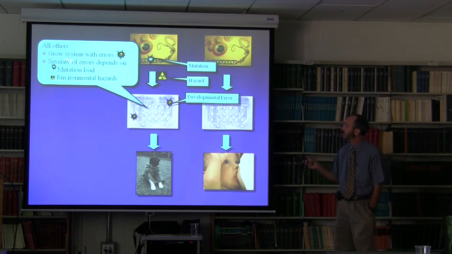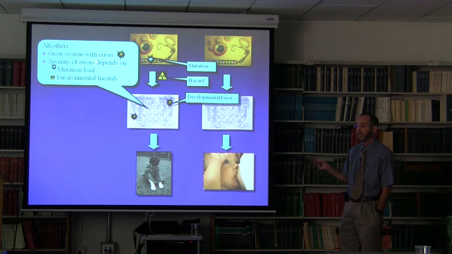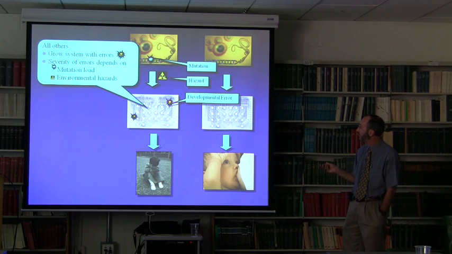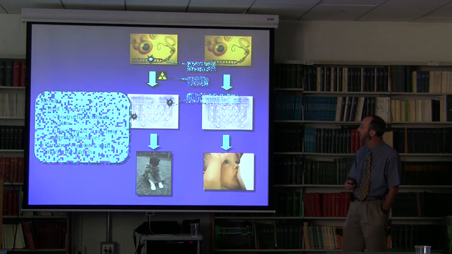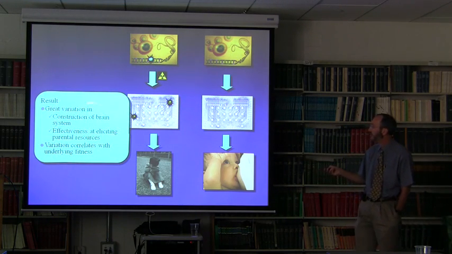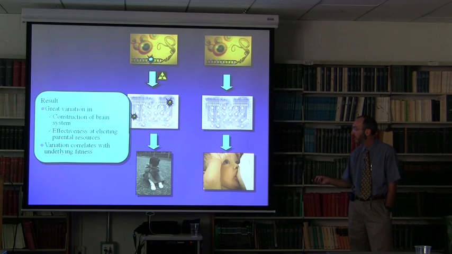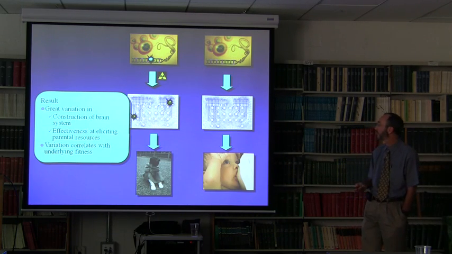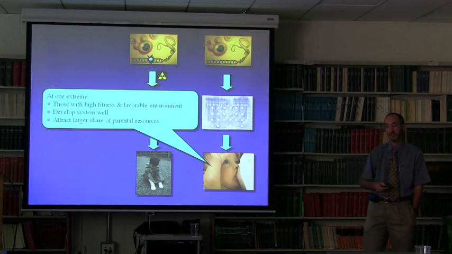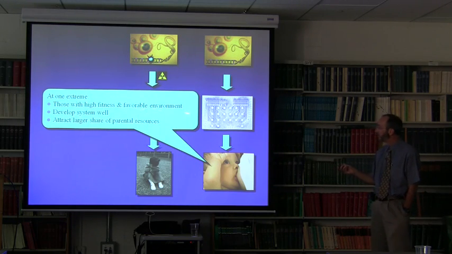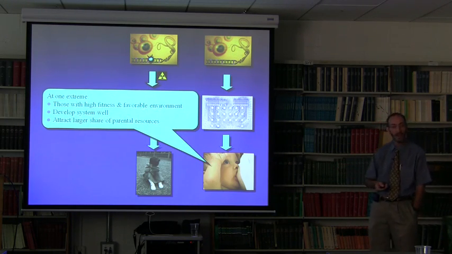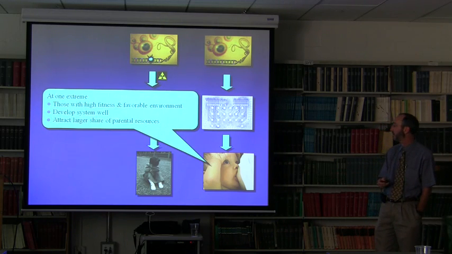In all others, the system grows with errors, and the severity of those errors depends on mutation load, which I've shown this way, and environmental hazards, which I've shown this way, and they produce defects in the brain system. The result is great variation in the construction of the brain system and great variation in its effectiveness at eliciting parental resources, variation that then correlates with underlying fitness. At one extreme, those with high fitness and a favorable environment develop these systems well, and they attract a larger share of parental resources.